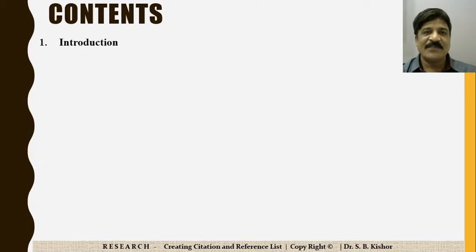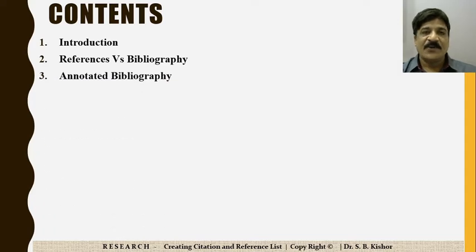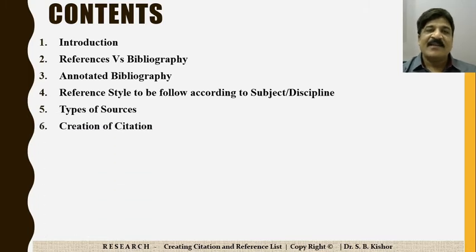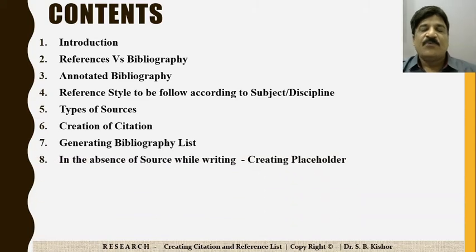We will start with a basic introduction part. Then we will see the difference between references and bibliography. Then, what is an annotated bibliography? Reference styles that one can follow while writing a research paper or thesis based on subject or discipline. Then the types of sources that one can use. Then creation of citation, then generating the bibliography list. Then, what if the source is absent while writing a research paper? You can create a placeholder. How to create it, we will discuss.